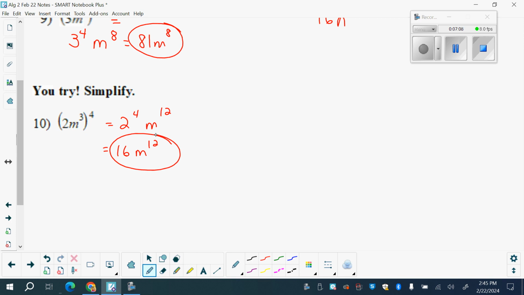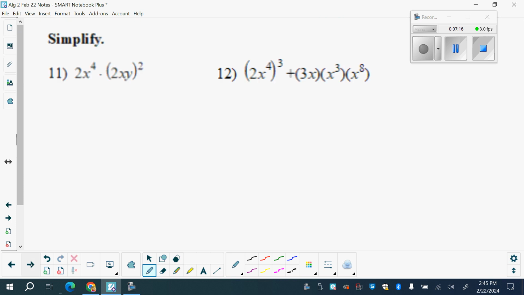Okay, so you should have gotten 16m to the 12th. Questions on that? Okay, last two. So what do we do first on number 11? So pay attention, 2 more problems. What do we do first on number 11? We've got parentheses with an exponent out there, so we need to simplify that first, okay?